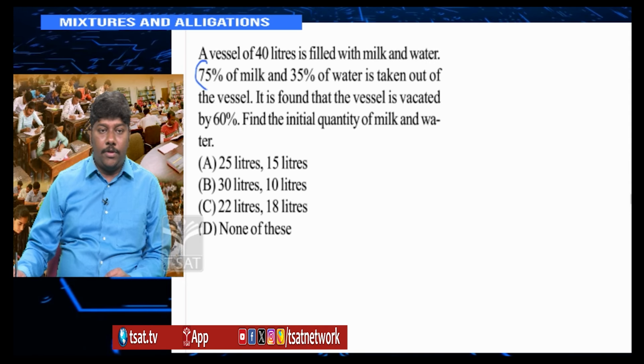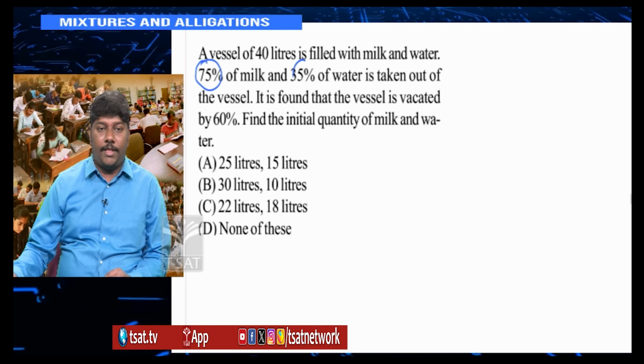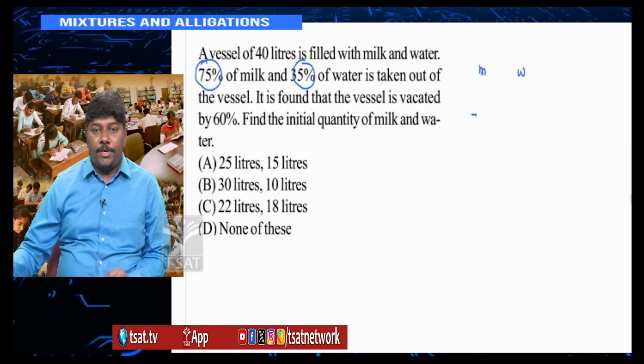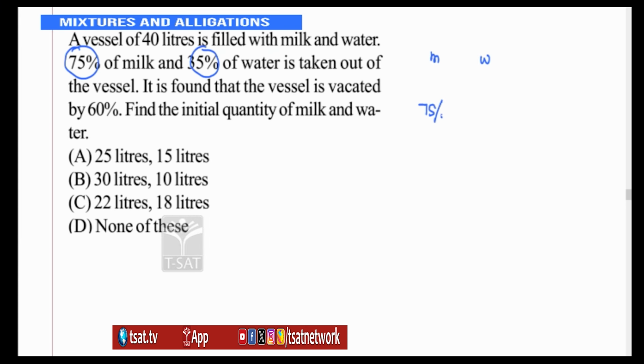See, if you take out 75% of milk and 35% of water, the vessel consists of both milk and water. Which means you add 75% of milk and 35% of water in these quantities N1 and N2, where N1 and N2 are milk and water, and A1 is 75%, A2 is 35%. You get 60% of the volume. Everything is based on weight, so it's not the concentration, it is weight here. A1 is 75%, A2 is 35%, your capital A is 60%.